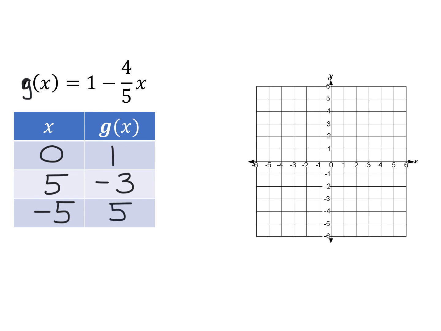All right, let's graph that. 0, 1, and 5, -3 down here. And then -5, 5 all the way up here. Now, if they don't create a straight line, then you should look at it and go, there must be some problem here. But these are going to create a straight line.